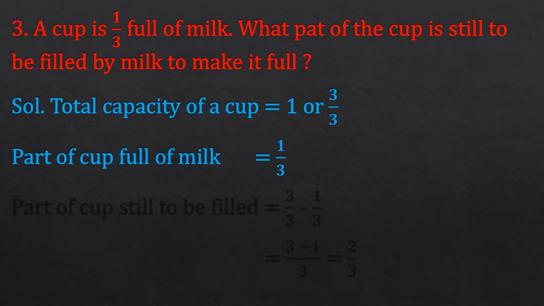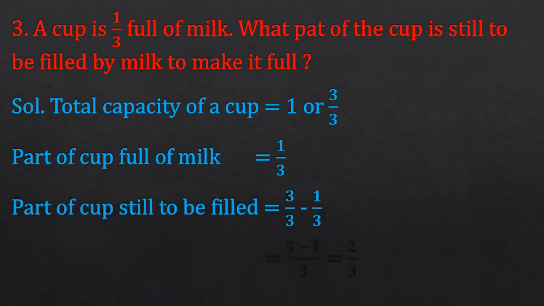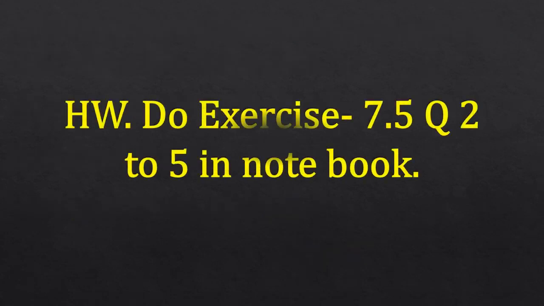Now the part of the cup still to be filled. How much of the cup is still to be filled? Total is 3 upon 3 minus 1 upon 3. So it is 2 upon 3. On the basis of this explanation, you will do exercise 7.5, questions 2 to 5 in your notebook.